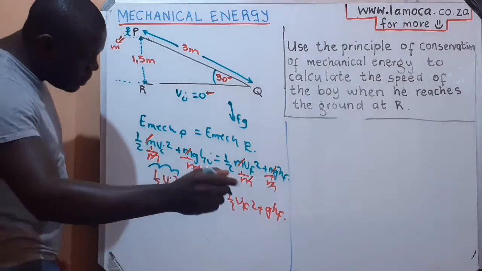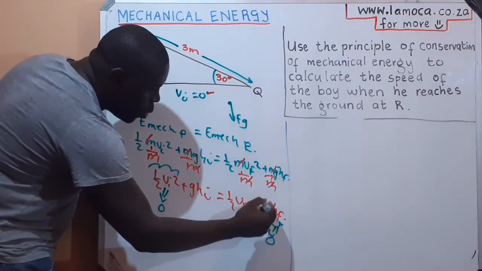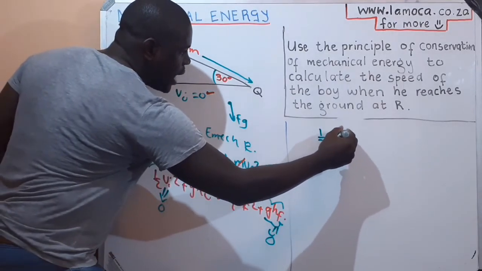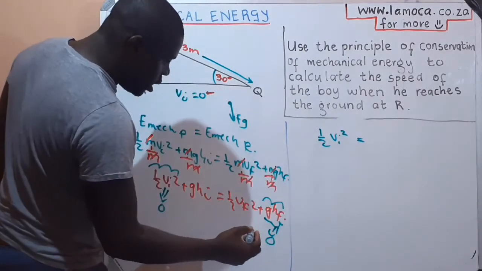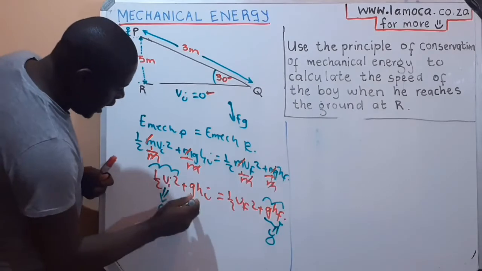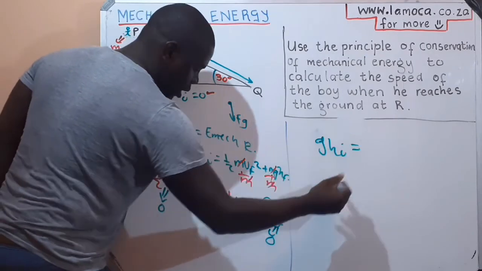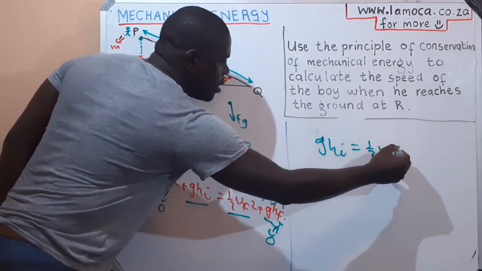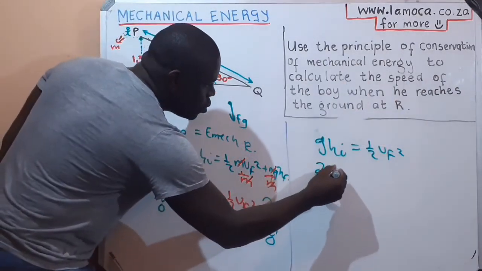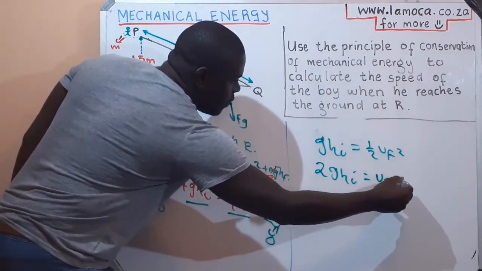However, I know that the initial velocity of the boy is 0, so this whole term is dead. Similarly, the final height, which is at R above the ground, is 0, so that whole term is dead. What am I left with? We are left with g hi and half Vf squared. So g hi is equal to half Vf squared. We are looking for Vf, and this is half, so I can just double everything. 2 g hi is equal to Vf squared.